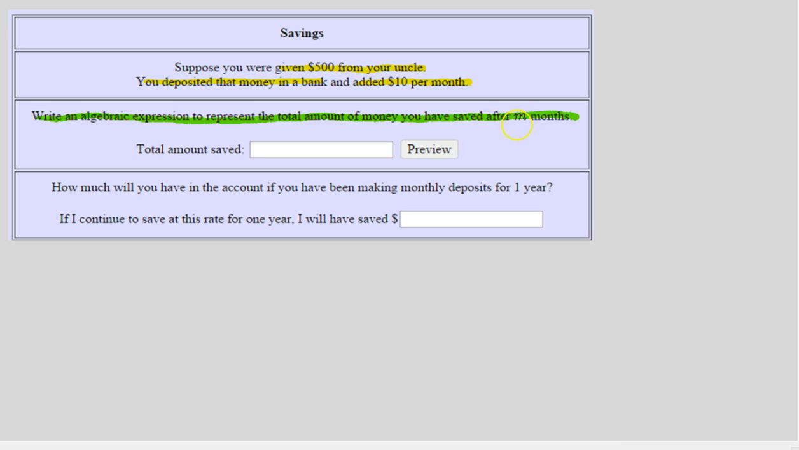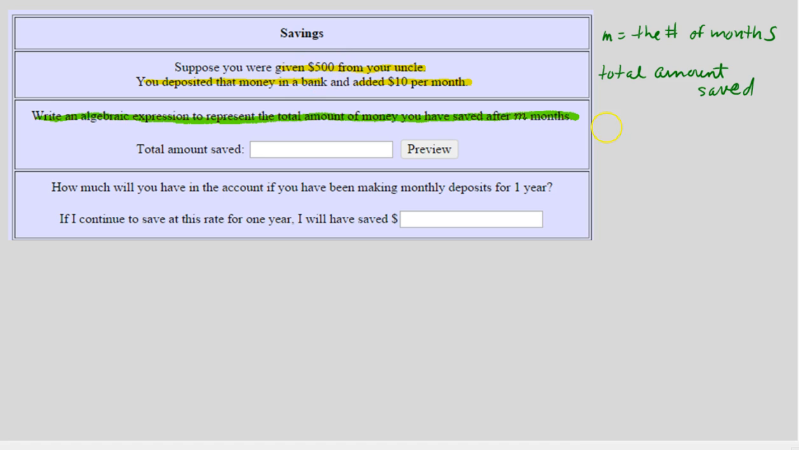Okay, so let's figure out what our letters are here. So they tell us M is equal to the number of months you saved or added $10 per month, the number of months. Okay. And the total amount saved, we didn't give this a letter, but notice the total amount saved is another part that can vary, a number that varies. It depends on the number of months you're saving for.